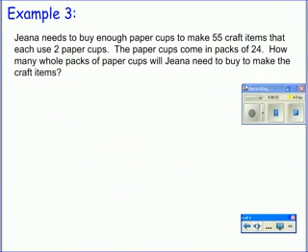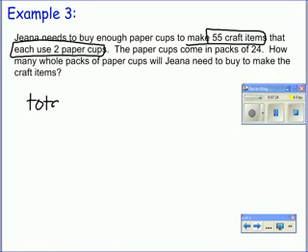Okay, one more example. Example 3 talks about buying enough paper cups to make a craft. Let's start with the first part again. The first part says Gina needs to buy enough paper cups to make 55 craft items that each use 2 paper cups. So, make 55 craft items, and they each use 2 paper cups. The first part of the word problem that we need to calculate is total cups needed.